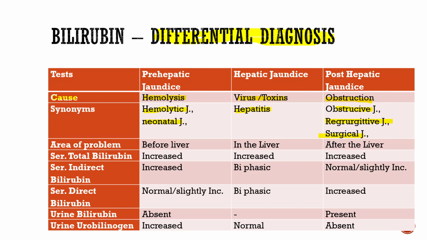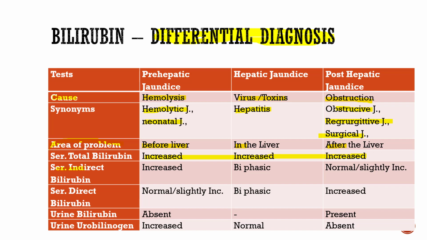So the area of problem, as we have already discussed, is before the liver in prehepatic, in the liver in hepatic, and after the liver in post-hepatic. In all three cases there is an increase in bilirubin. That's why we call them jaundice. So the bilirubin will always be above 2.5.